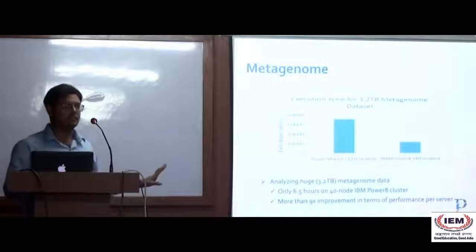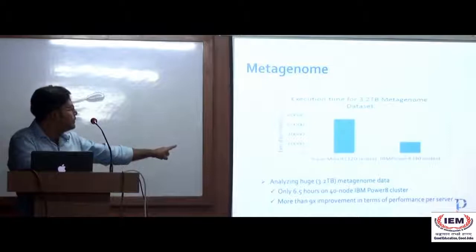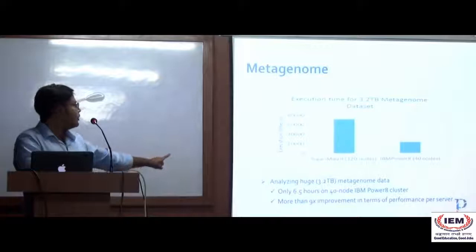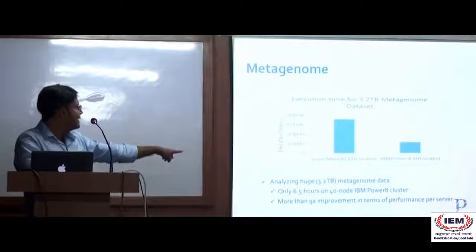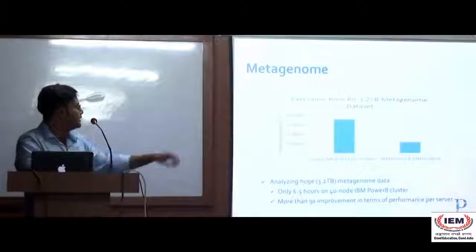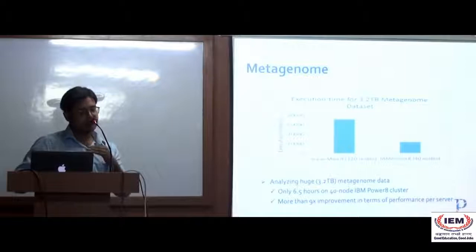Here we have analyzed 3.2 terabytes of metagenomic data, which took only 6.5 hours on the 40 IBM Power H nodes, which is almost a 9x improvement. That was 7.5x before, and here we got 9x performance improvement in terms of performance per server. So 3 times fewer servers, and even then the performance is more.